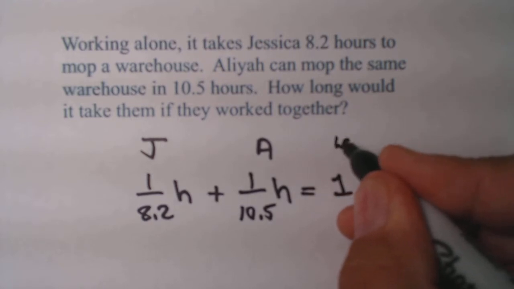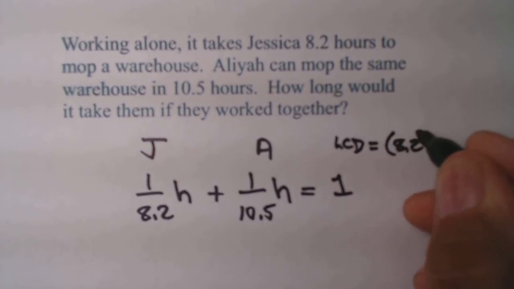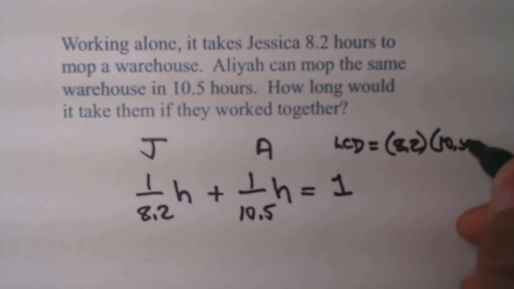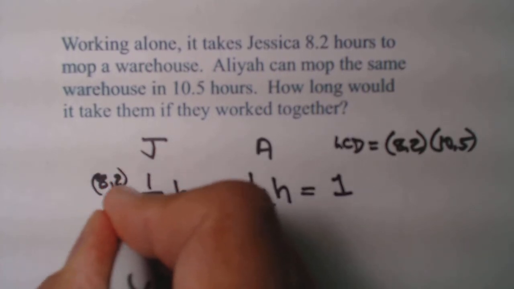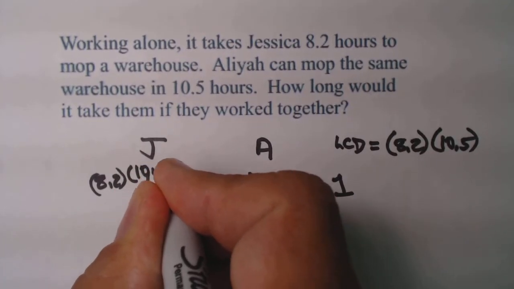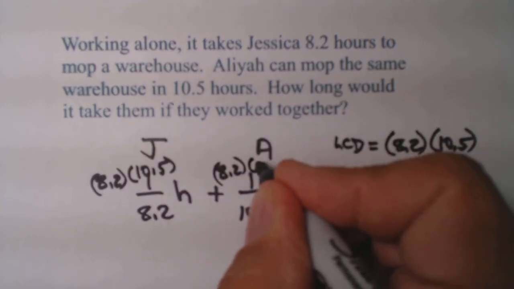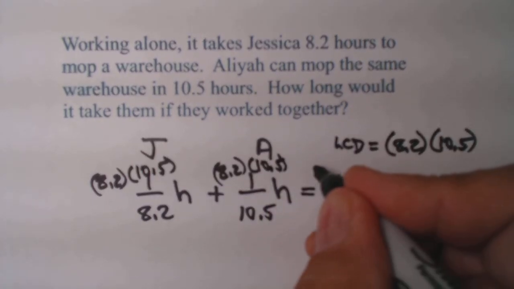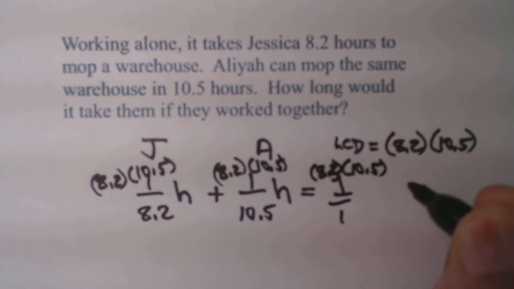Now, once again, for the LCD, I'm simply going to multiply these two denominators together. Not necessarily the LCD, but it may be. But anyway, with a calculator, a common denominator will work for us. Okay, so here we go. 8.2 times 10.5. Okay, the second guy, 8.2 times 10.5. And the last guy over here, I'll put a 1 underneath, 8.2 times 10.5.